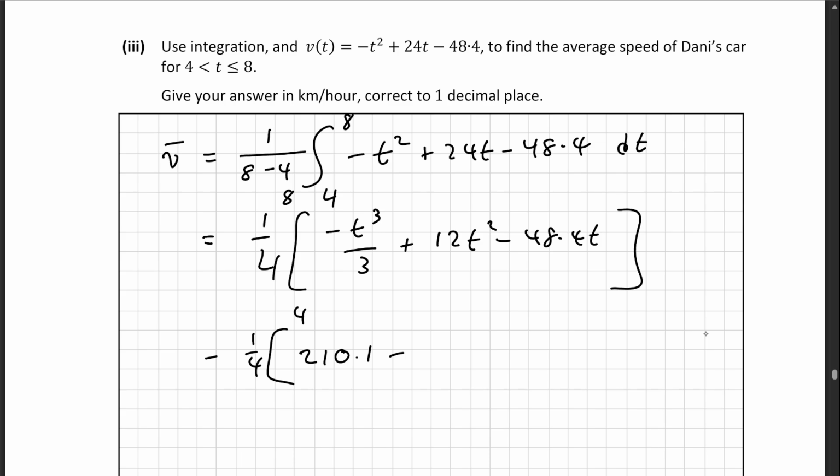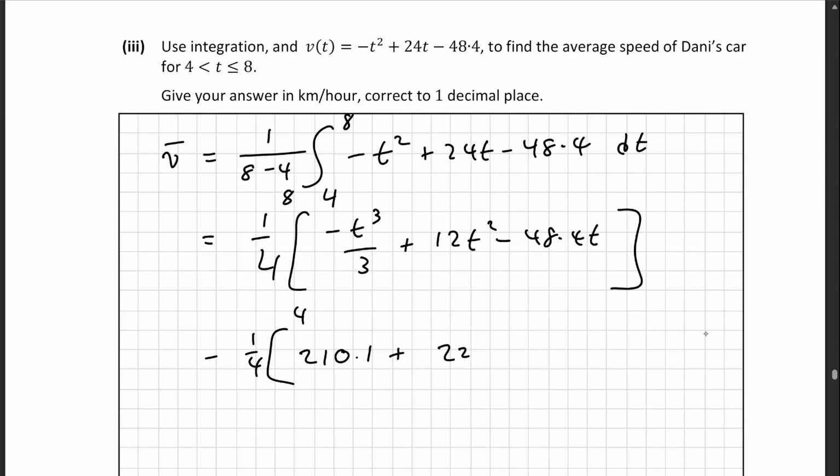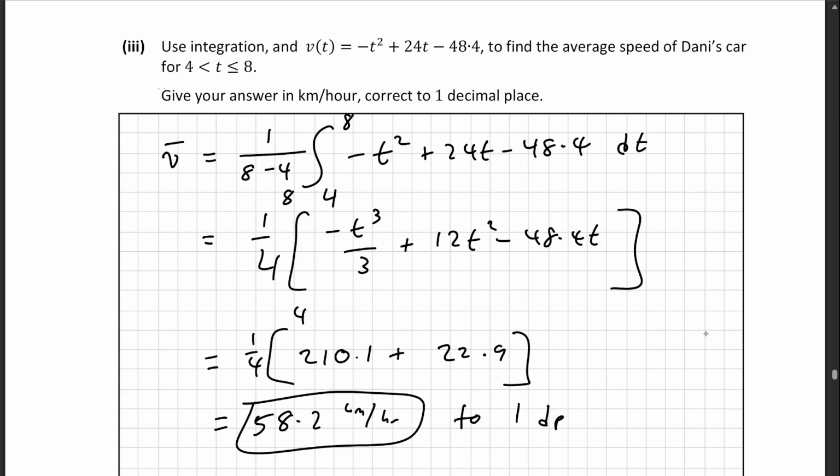Minus the same thing but replace it with 4s. So minus answer cubed on 3 plus 12 answer squared minus 48.4 answer. We get another minus, so we get plus 22.9. So 210.1 plus 22.9 over 4 is 58.2 kilometers per hour to one decimal place.